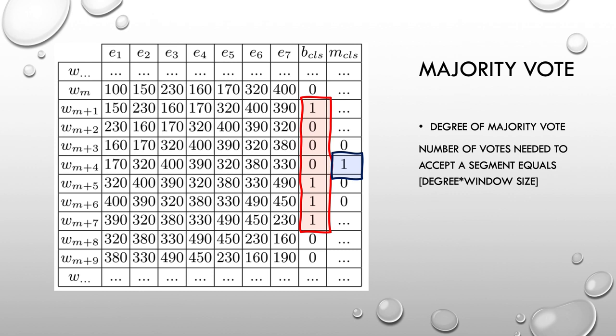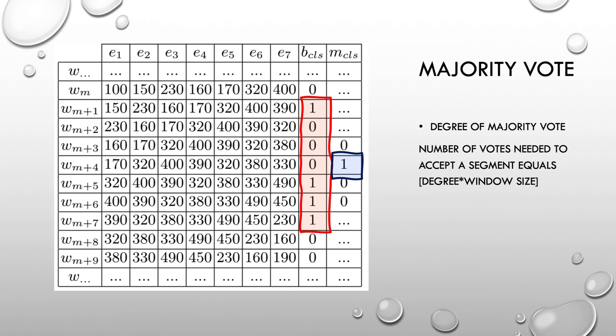Here we explain the majority vote in more detail. The decision to select a midpoint of a sliding window as a partitioning position derives from the predictions of all samples that include the midpoint. Therefore, there is a number of forecasts for a sliding window size n. If the number of affirmative votes is more than n over 2, or degree of majority vote times window size, we select the midpoint as a partitioning position.